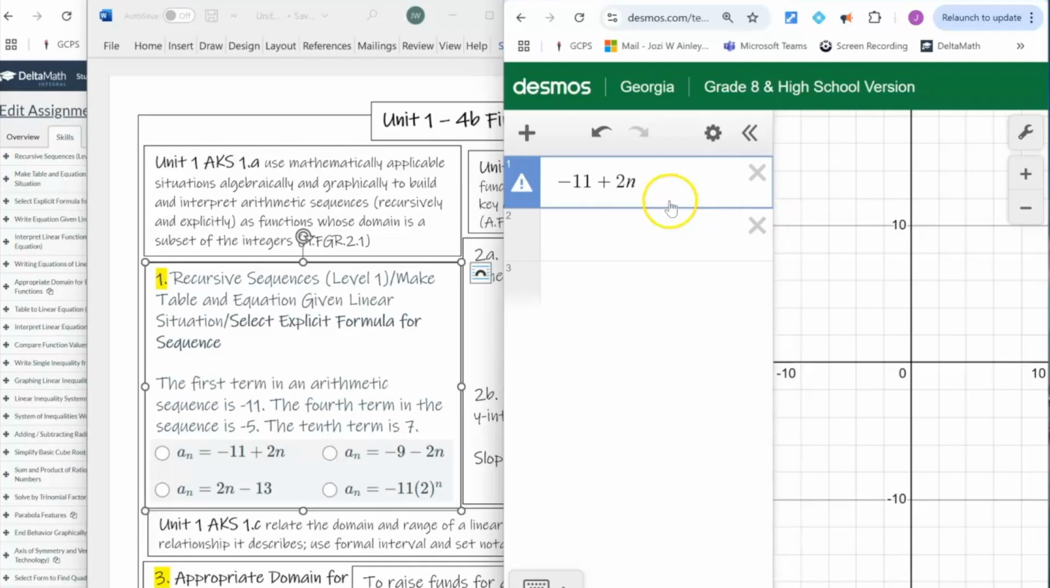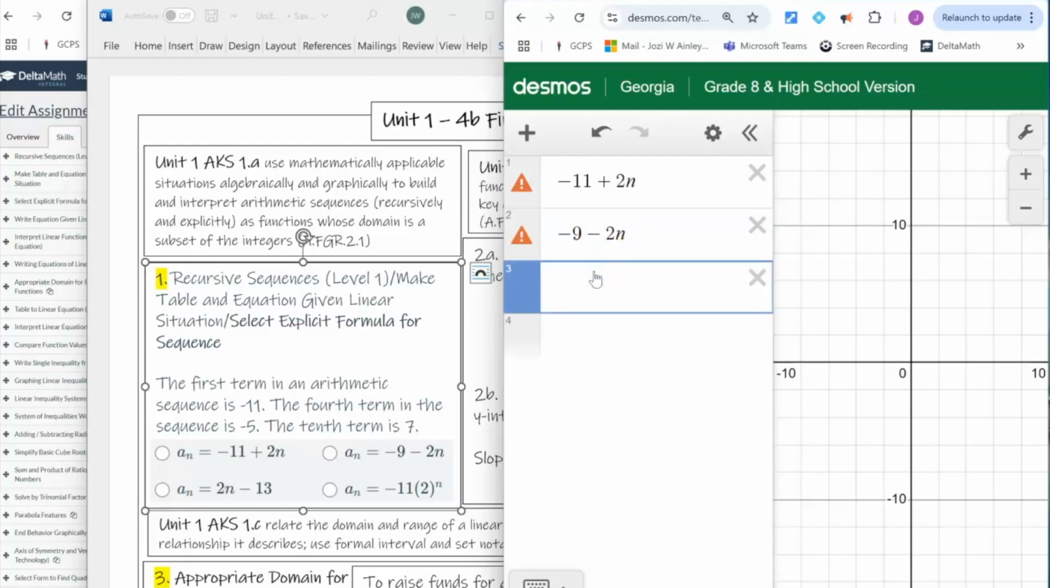Just everything after the equal sign is fine. Yes, it'll give you an error, but that's not what you care about, so it's okay. My second one, so this is B, is negative 9 minus 2n. My next one is 2n.